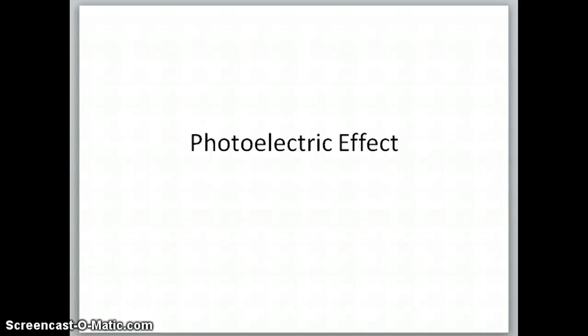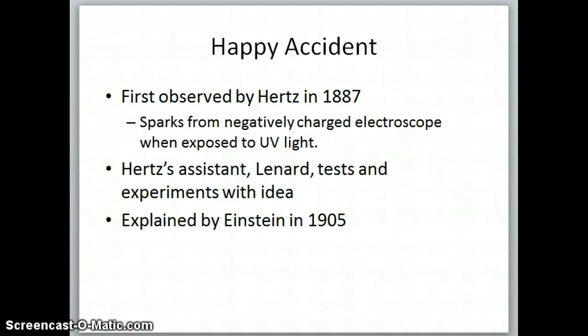So here we'll talk about the photoelectric effect and a little bit about how it came about. It was kind of a happy accident. It was first observed by Hertz when sparks flew from a negatively charged electroscope when exposed to light. And this was the first observation, and his assistant later ran some tests and experiments with this idea, and it wasn't until about 20 years later that it was explained by Einstein.